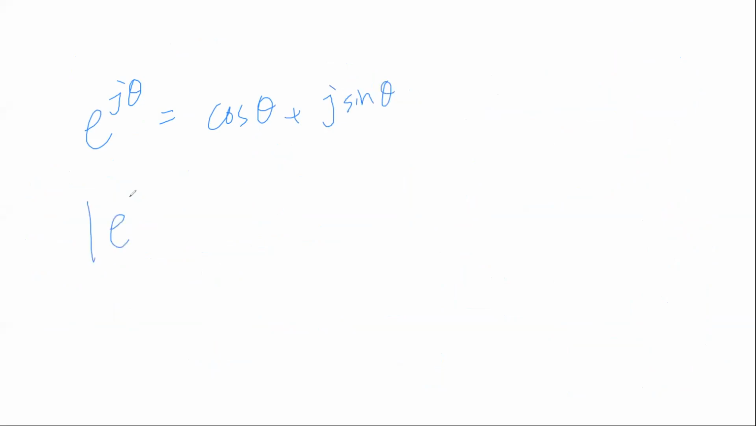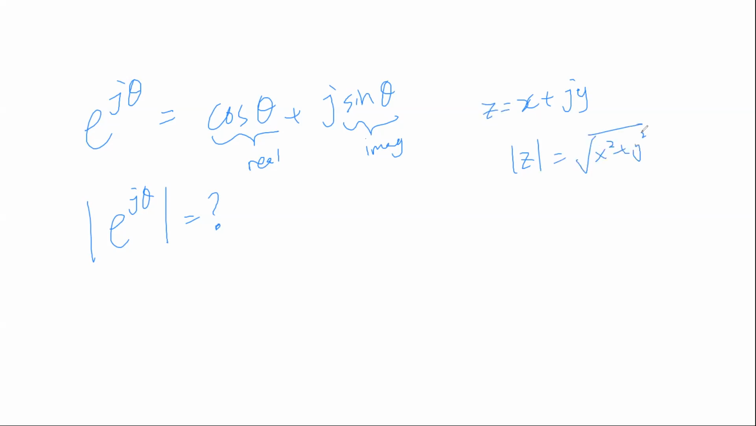How do you get this? Remember, this one is the real part and this one is the imaginary part. You get the modulus by using Pythagoras theorem. For x plus jy, say z, the modulus of z equals the square root of x squared plus y squared. It's the magnitude. So in this case, the magnitude will be the square root of cosine squared theta plus sine squared theta. It will always be 1, no matter what theta is.